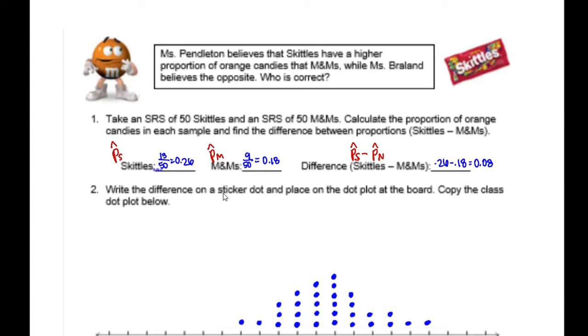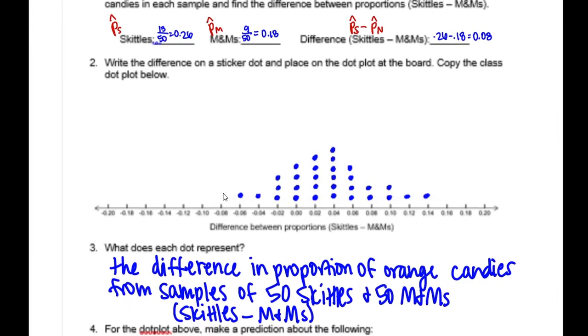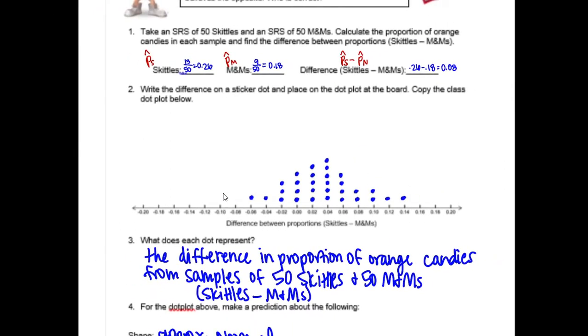Okay, so hopefully you got this dot plot copied down and you made some predictions. A couple things about this. We're going to label this as, first of all, each of these, remember this 0.08 was p hat s minus p hat m. And each proportion here is p hat s minus p hat m. So each one represents a difference. That's why there are some negatives.